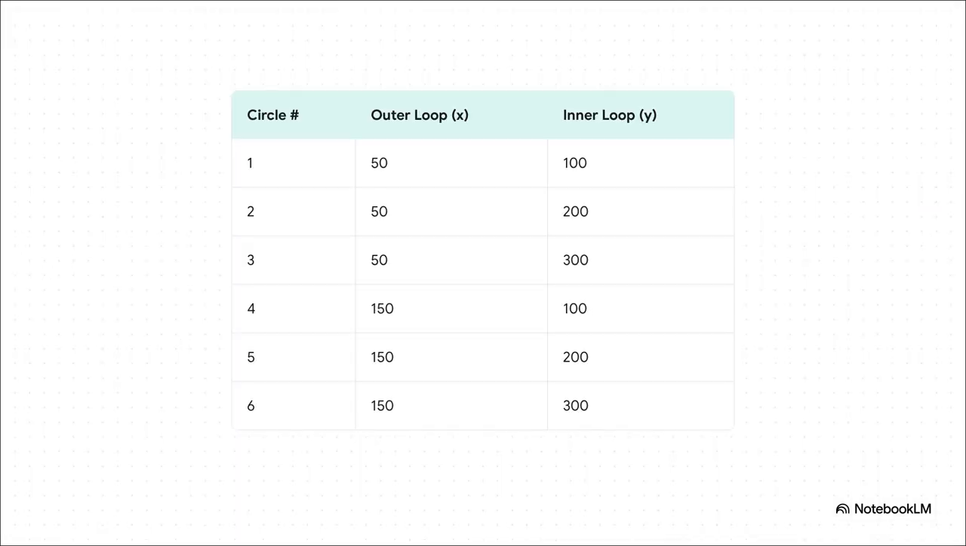This table shows you the same exact thing, just with the numbers. See how for the first 3 circles, the x value is totally locked in at 50, while the y value cycles all the way through. Only then does x finally get to change to 150, which lets the y value do its full cycle all over again for the next set of circles.